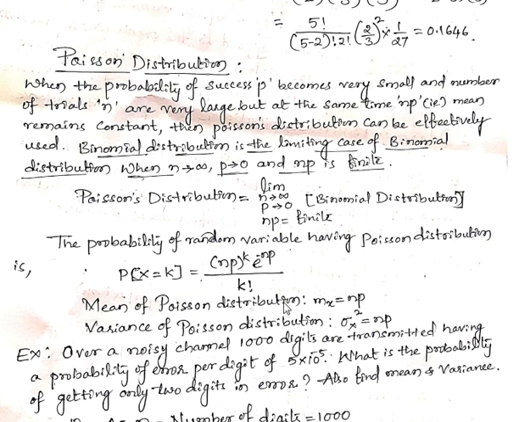So in such cases, how do we find it? The mean of Poisson's distribution is the same, it is n into p, and the variance of Poisson's distribution, sigma x squared, is equal to n into p. There is no term like 1 minus p, because 1 minus p is almost equal to 1, since p is very small. So we write n into p.